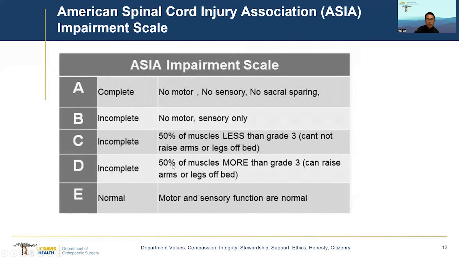If the patient has a complete injury, that is group A, so no motor and sensory, right? No sacral sparing, so complete spinal injury. If they have no motor, but there's still some sensation intact, then it's a B, right? If 50% of the muscles are less than grade 3, meaning they can't brace their arms or legs against gravity, then that is an ASIA C. And then ASIA D is one where more than 50% of the muscles have a grade 3 or higher, which means they have anti-gravity function. And as we mentioned, E is completely normal.